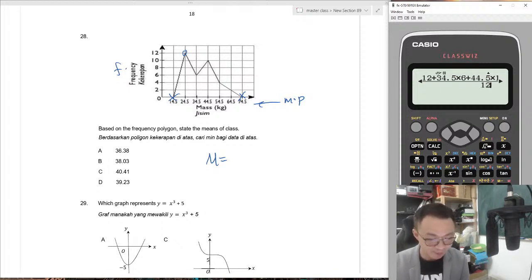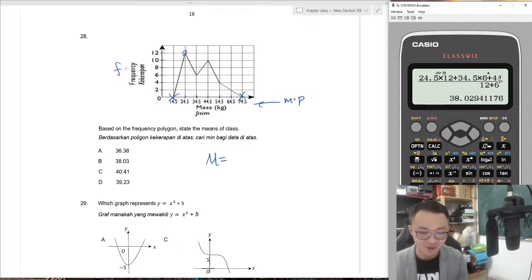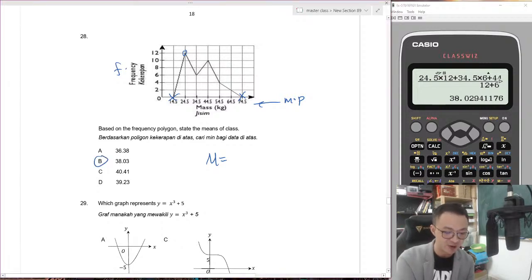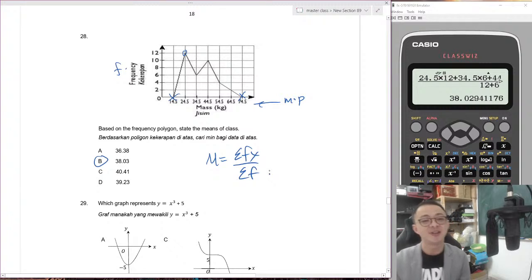Which is 12 plus 6 plus 10 plus 4 plus 2. Then I should be able to get the answer, which is 38.03. Because the mean formula is sum of fx over sum of f. This is the reason why you see what I'm doing there. Basically, I have frequency multiply midpoint and then divided by total frequency. Okay?